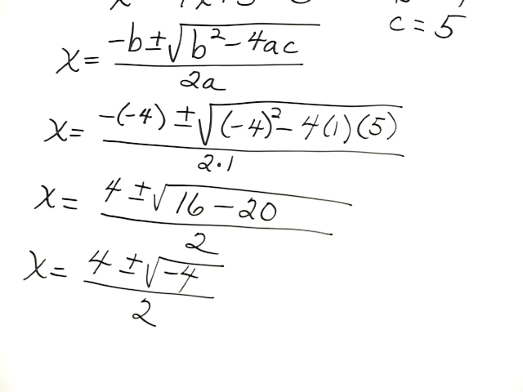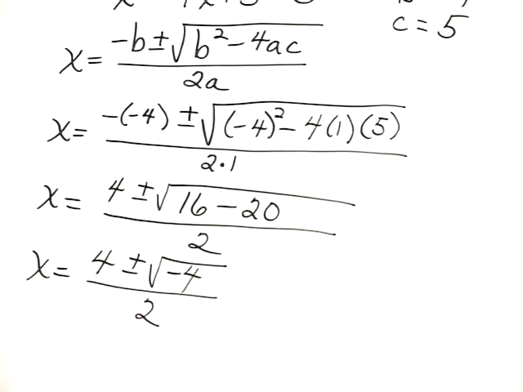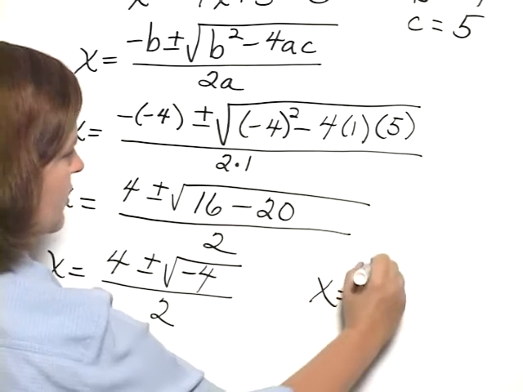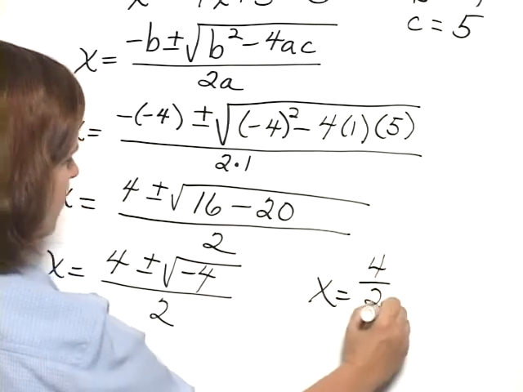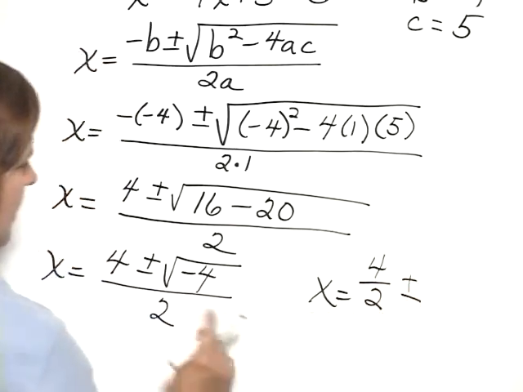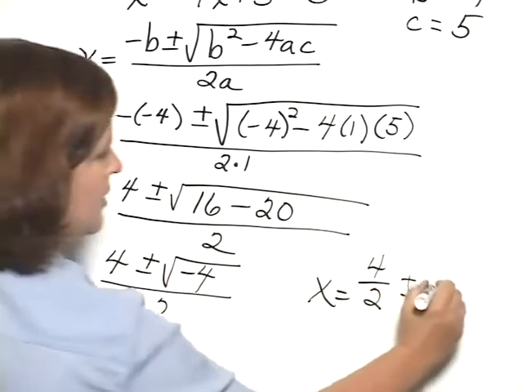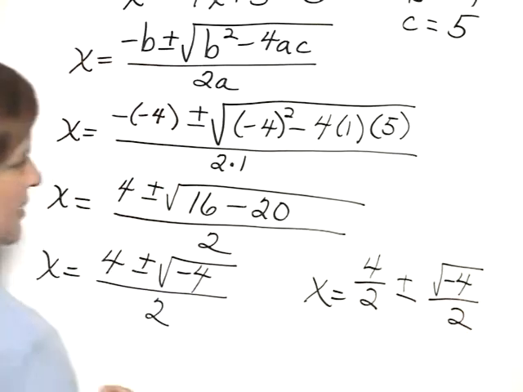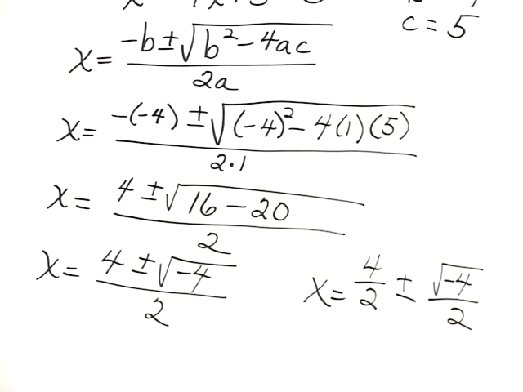Now we're going to be able to simplify this just a little further. And to do that, let's separate the 4 and the 2 here. Let's write this as x equals 4 over 2, and then the plus or minus, and then we'll write this over the denominator, the square root of negative 4 over 2. This just makes it a little easier to simplify.